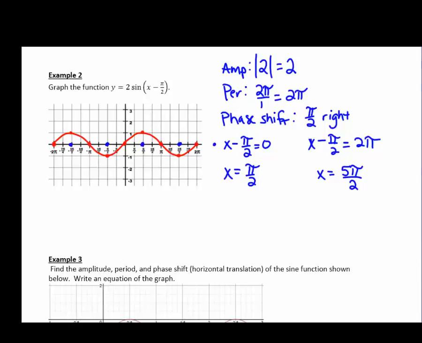Then we're going to take our maximum and shift it over by pi over 2, but we're stretching it up, so we're going up to 2. For each of these, we shift them and then stretch them another unit. And so now we have all of our points, and we can go ahead and graph the function. And there is the graph of our function, 2 sine of x minus pi over 2.